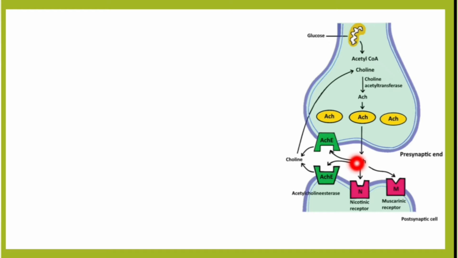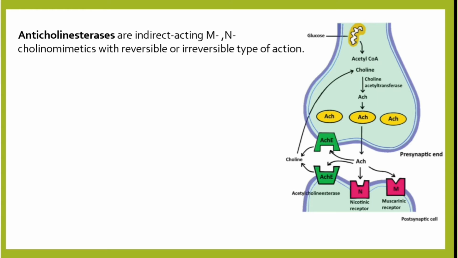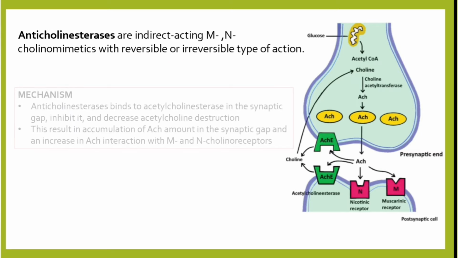Direct cholinomimetics mimic the action of acetylcholine, right, by stimulating nicotinic and muscarinic receptors. You can click the link on the top right corner and watch direct cholinomimetics. Indirect cholinomimetics target this enzyme called acetylcholinesterase, right? So these drugs are called anticholinesterases. They are indirect acting M or N cholinomimetics with reversible or irreversible type of action.